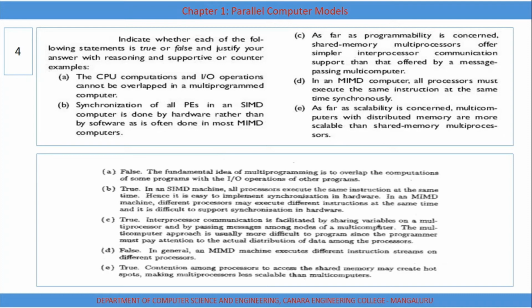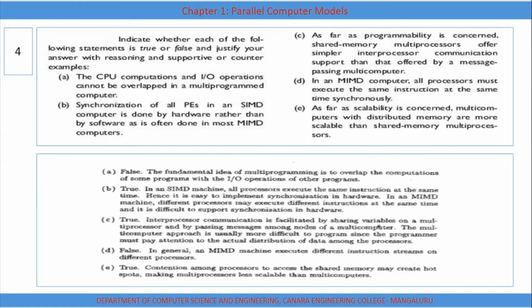The third statement is also true. Interprocessor communication is facilitated by sharing variables on a multiprocessor and by passing messages among nodes of a multicomputer. The multicomputer approach is usually more difficult to program since the programmer must pay attention to the actual distribution of data among the processors.